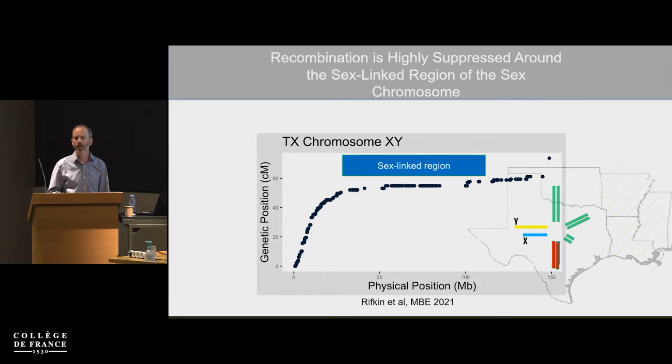This is in what we're calling the Texas cytotype, the XY cytotype. So we're able to identify the chromosome that's the sex chromosome. And when we look at sex-averaged recombination rates, what we see is that the sex-linked region is in a very large region of extremely low recombination. This is not just in males, since this is sex-averaged. So what we're seeing is a giant non-recombining region where we find the sex-linked region.